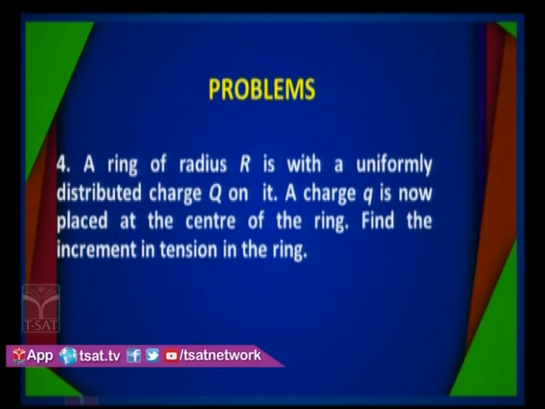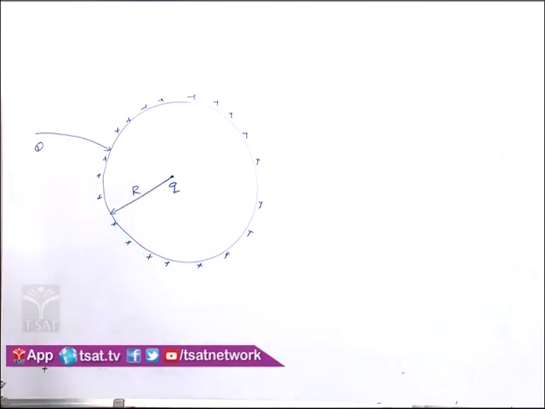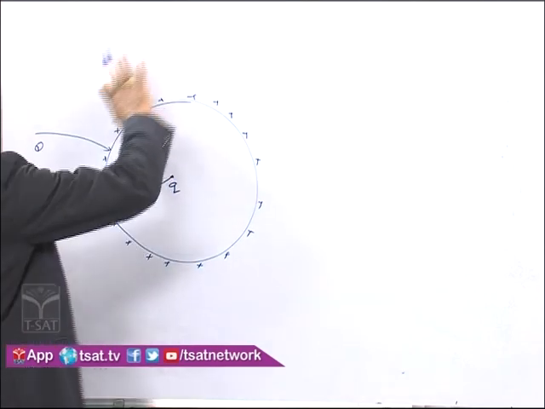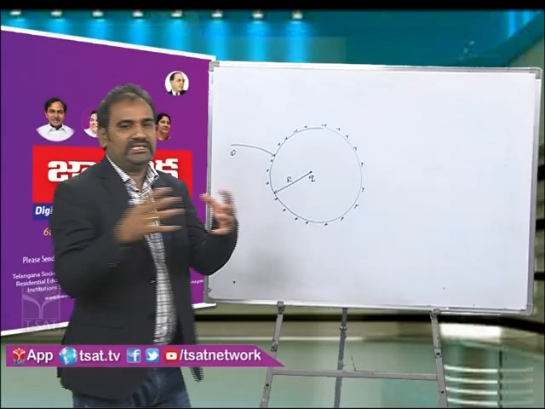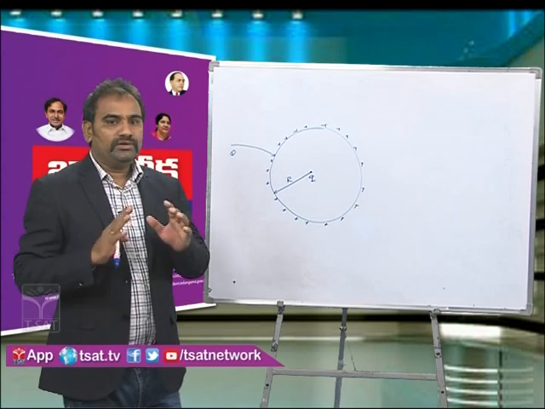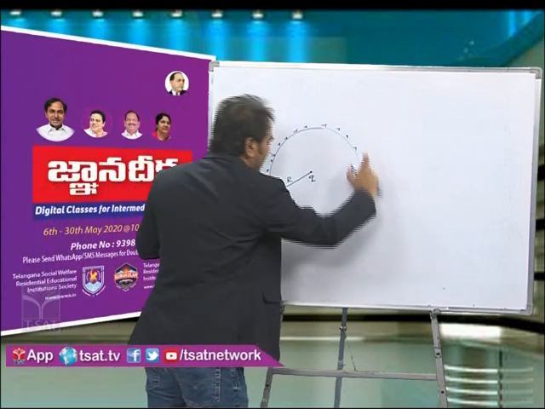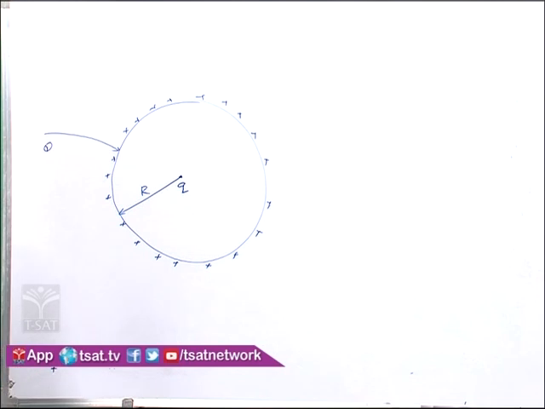When a charge q is placed at the center, what happens? This charge and this distributed charge are repelling each other. So, due to that, the tension will be increased in the ring. So, the increment of the tension we should have to calculate now.